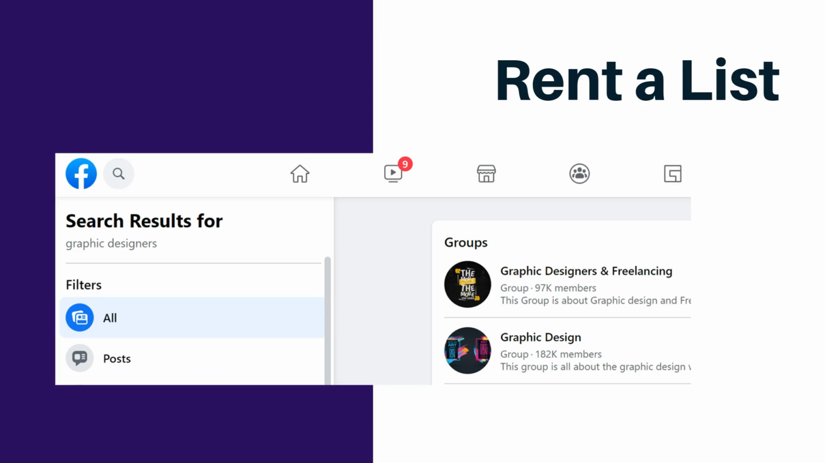Search for topics that your target customer is interested in. Look for the leaders of the groups related to those topics. If you're selling to graphic designers, for example, solicit the admins for these groups to see if they could promote your message for a fee.